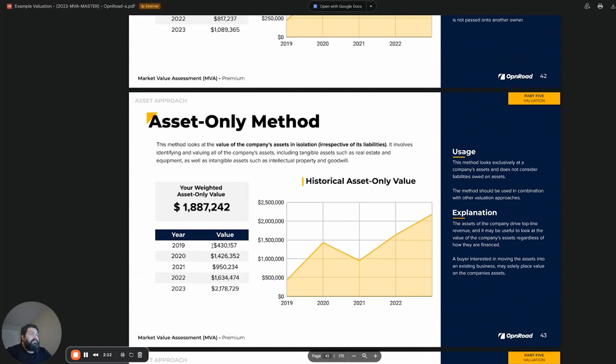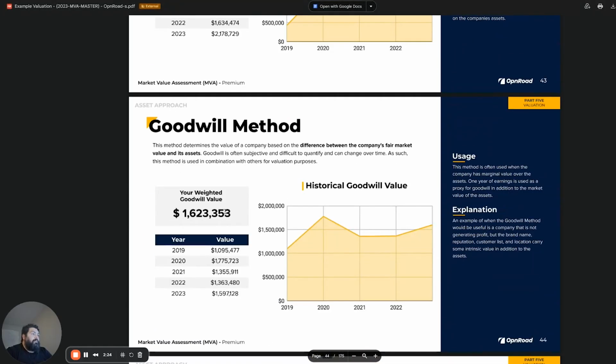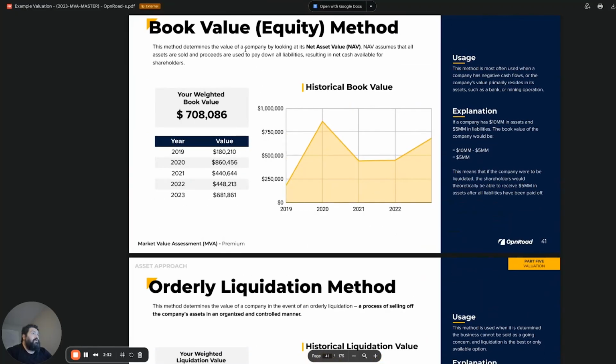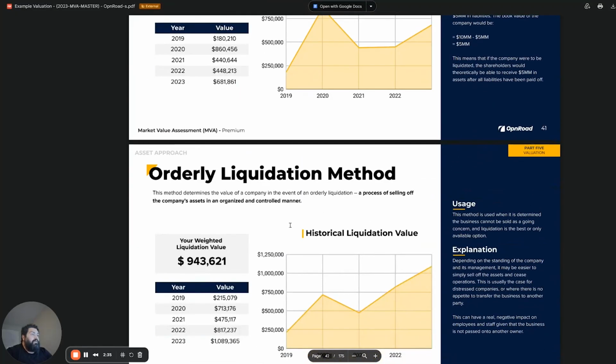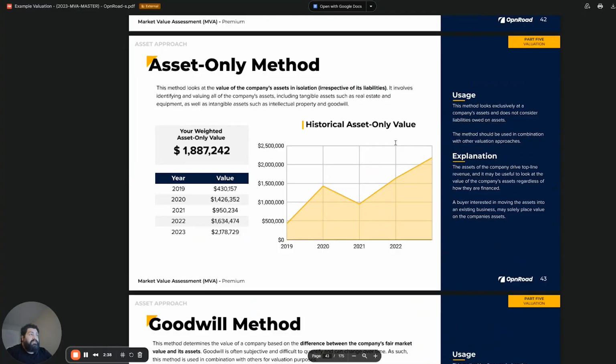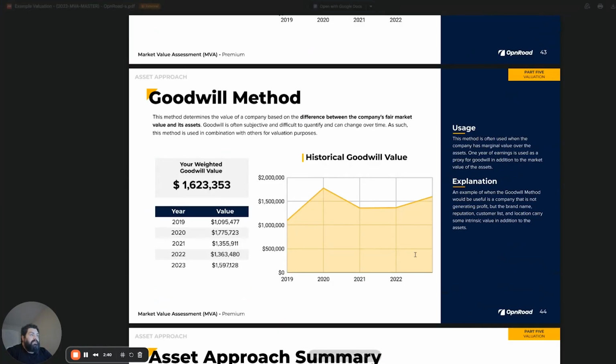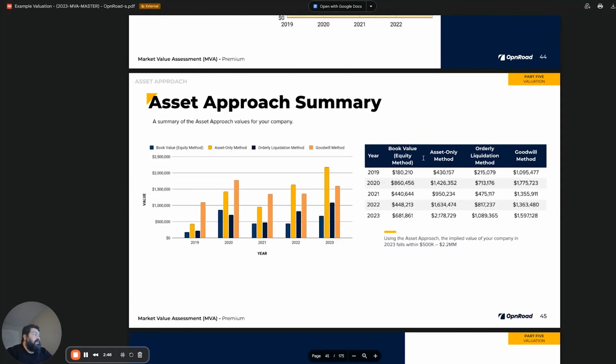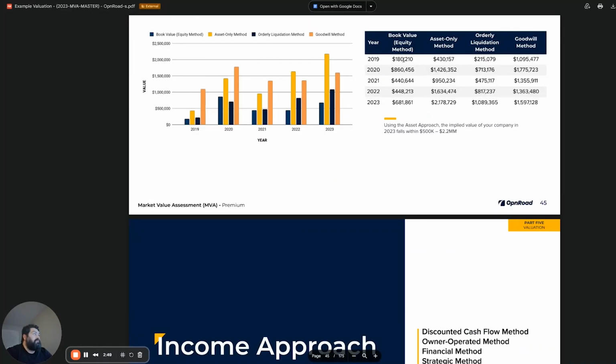Asset only looks at the total assets that you've deployed, and it neutralizes for the liabilities, so it takes out the liabilities. And then the goodwill method is the difference between the company's fair market value and its assets. So this looks at the book value, what's sitting on the balance sheet, and then what's the fair market value of all this. Then you have your asset approach summary: here are all the years, here are all the methods, and here's what each method came out with.